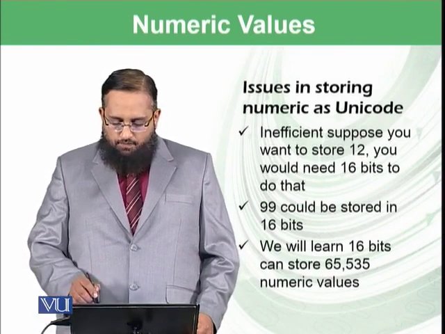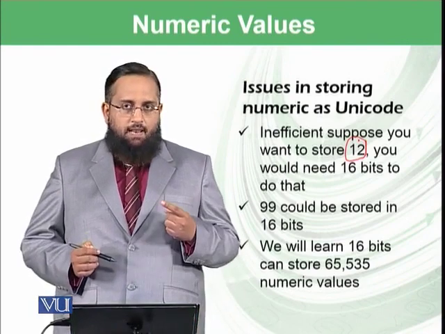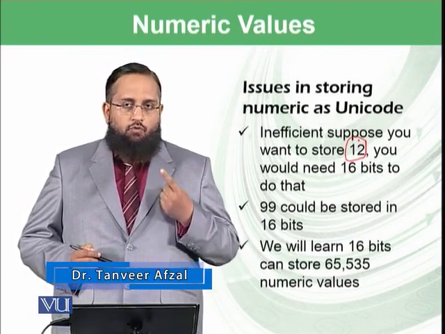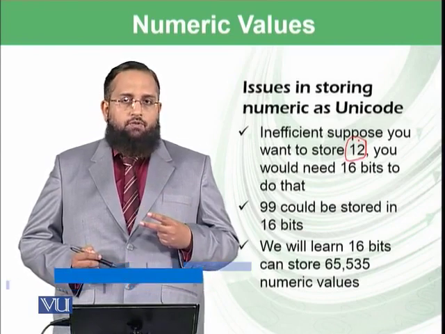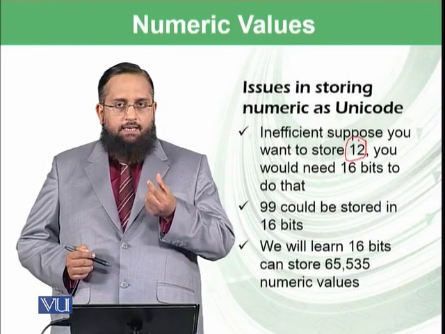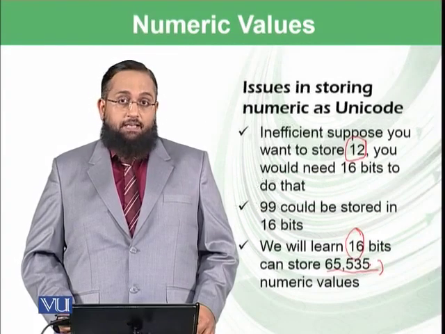If we want to store 12, we have learned that 1 would be treated as one symbol and 2 would be treated as another symbol. So we would need 8 bits to store 1 from 12 and a whole byte to store 2. This means we would need 2 bytes or 16 bits to store only the number 12. However, we will shortly learn that with 16 bits, we can actually store 65,535 numeric values. So that is really a surprising fact.